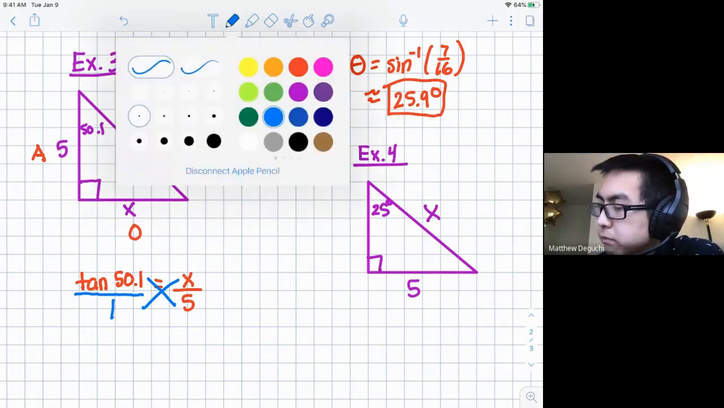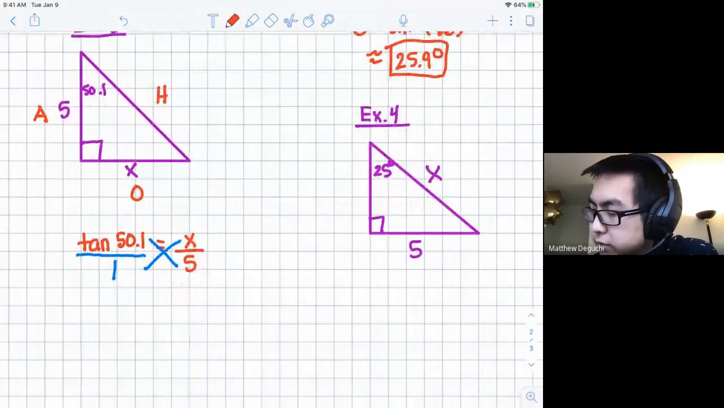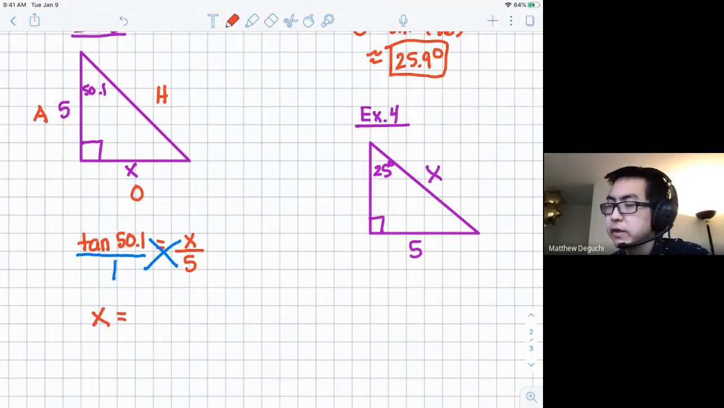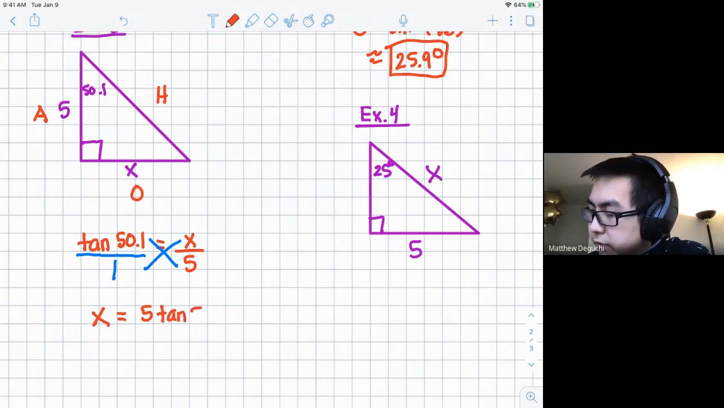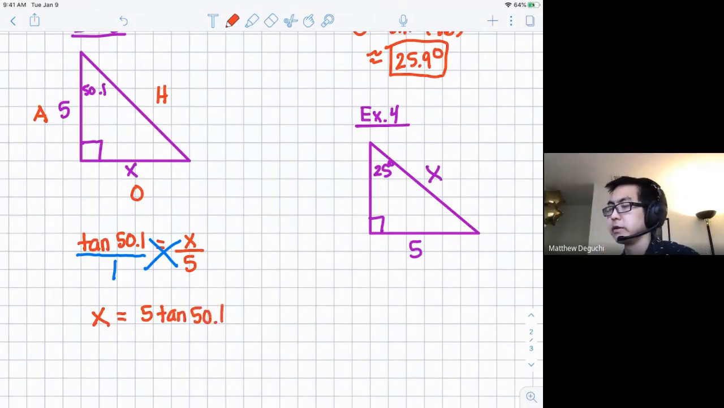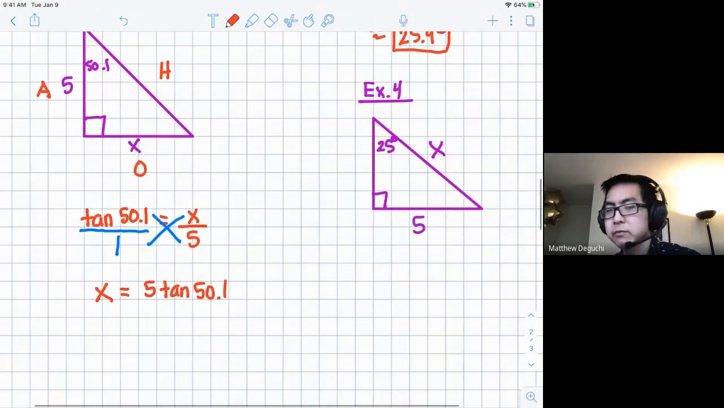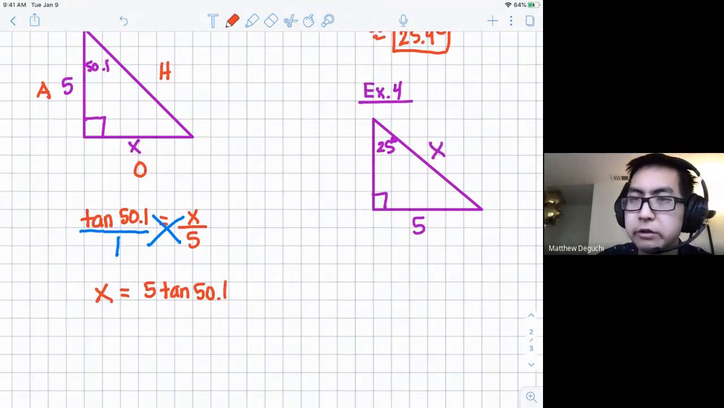So 1 times x is x. 5 times tangent 50.1 is just 5 tangent 50.1 degrees. So in order to calculate x, rounding it to the nearest tenth, we have to use the calculator.